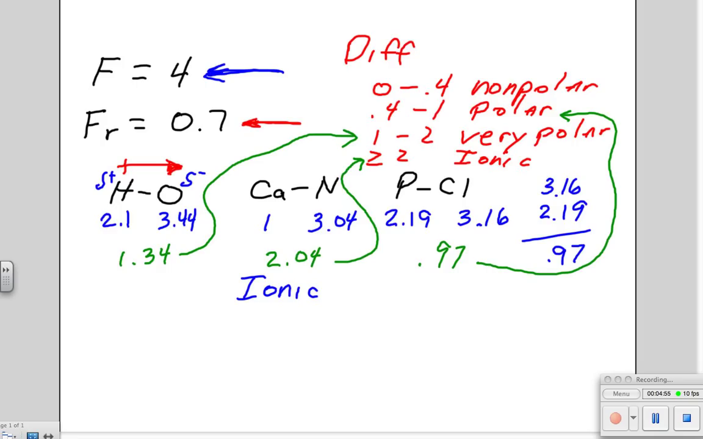So in this case, if I were to draw the dipole moment, it would again go towards the chlorine because the chlorine has the highest electronegativity. So that's the one that is going to be the negative. Phosphorus then becomes the positive side, and I end up with that dipole.